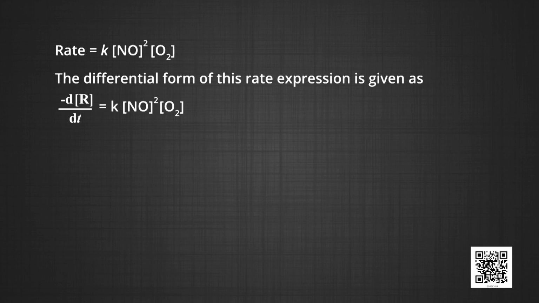The differential form of this rate expression is given as minus d[R]/dt equals k [NO] raised to power 2 [O2] raised to power 1. Both are in the square brackets, that means the concentration terms. Now, we observe that for this reaction, in the rate equation derived from the experimental data, the exponents of the concentration terms are the same as their stoichiometric coefficients in the balanced chemical equation.